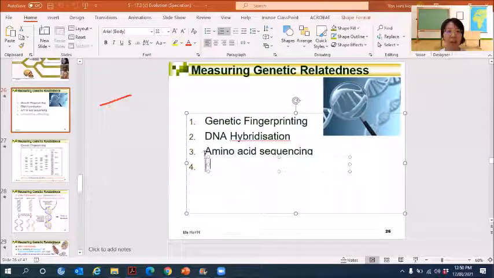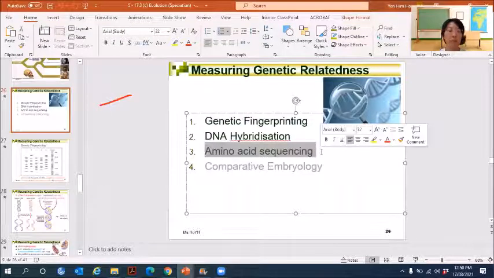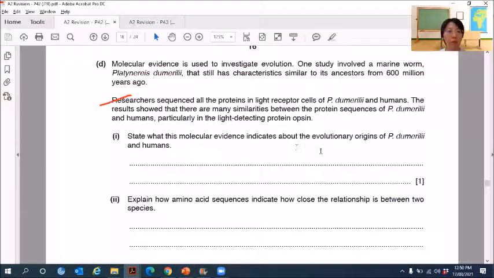So the question here is talking about the amino acid sequencing. This one here. Amino acid sequencing. Okay, let's go back to the question. Researchers sequence the amino acids of all the proteins in the light receptor cells of the 2 organisms, and the result shows that there are many similarities between the protein sequences, that means the amino acid sequences, and particularly in the light detecting protein opsin.